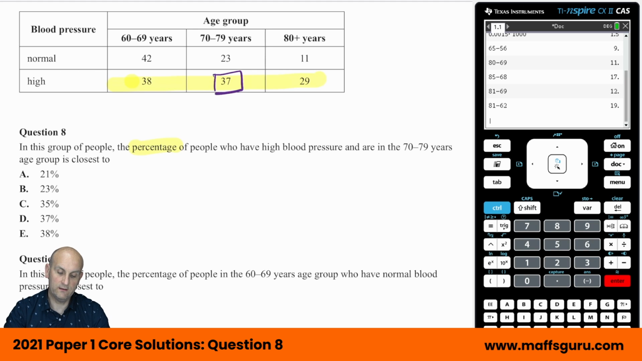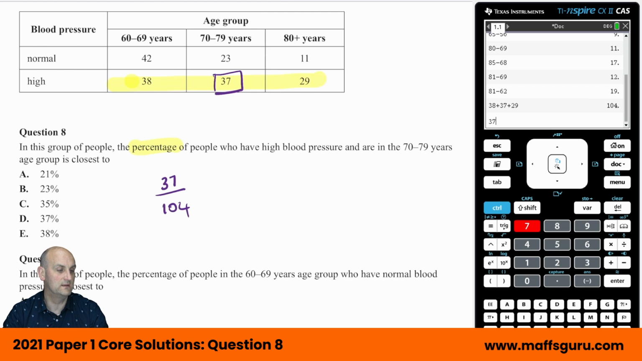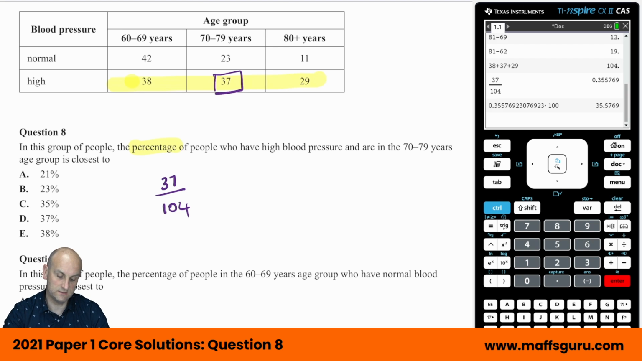Right, so we now know as a percentage we need the number of people we're looking at, which is 37, divided by the total number of people. So we're going to do 38 plus 37 plus 29 gives me 104. We want that as a percentage. So 37 divided by 104 times 100 gives me 35.5 and so on. And so when it says it's closest to, we're going to say 35. Yep, because it's nowhere near closer to 37 than it is to 35. So I'm going to go C again as my correct answer.